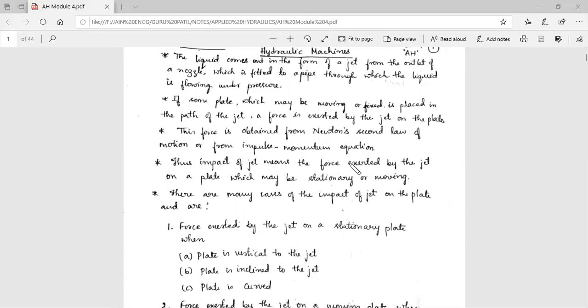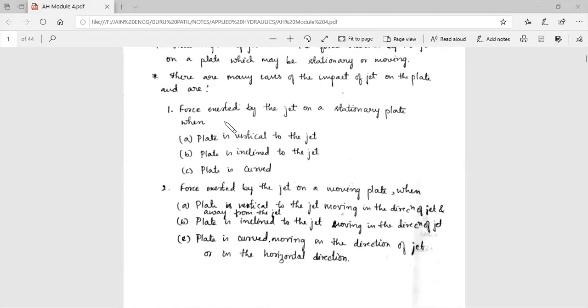Thus, impact of jet means the force exerted by the jet on a plate which may be stationary or moving. So the jet may fall on a stationary plate or on a moving plate. Here you can see the force exerted on a plate which is vertical, inclined, and curved. So three conditions and three derivations we need to do here.